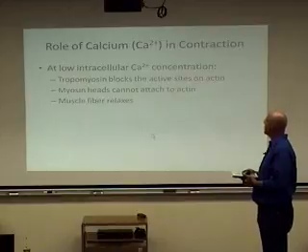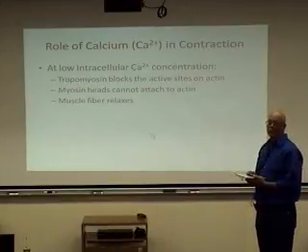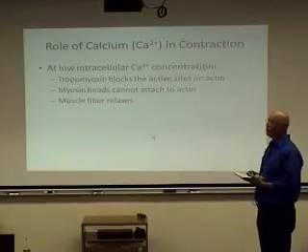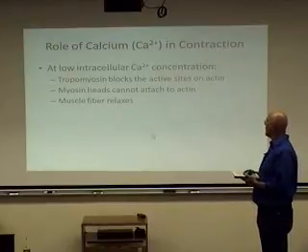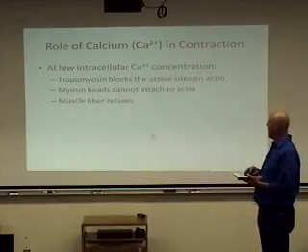So again, the role of calcium. When calcium is low, when there's no calcium out in the muscle fiber cell, the tropomyosin is blocking the active sites on actin. Myosin heads cannot attach to actin, and the muscle fiber is relaxed.